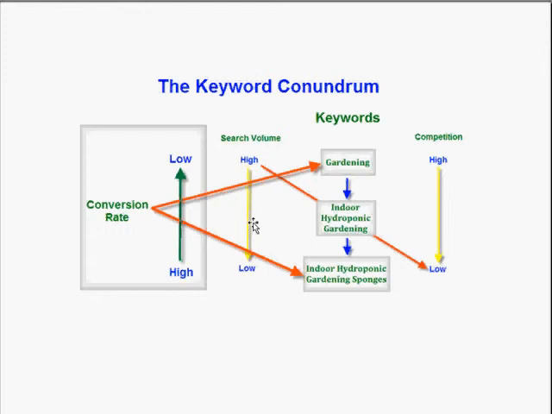Now, however, to really generate revenue, you're going to need more traffic than what you're going to be able to generate just by the terms indoor hydroponic gardening sponges. And so the sweet spot comes back into play with indoor hydroponic gardening, because somebody looking for indoor hydroponic gardening sponges is probably looking for other information and products for indoor hydroponic gardening as well. So you can probably sell that person quite a few things. And that's what makes this truly the sweet spot in the keyword conundrum.